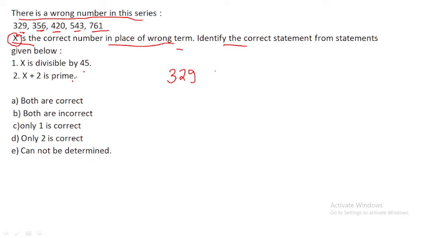So 329, then 356, then 420, then 543, then 761. So these are the five numbers in the series. As we can see, the series is in increasing order, so we'll take the differences. 329 to 356, what is the difference? Plus 27. 356 to 420, what is the difference? Plus 64.